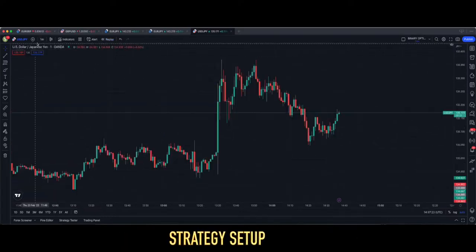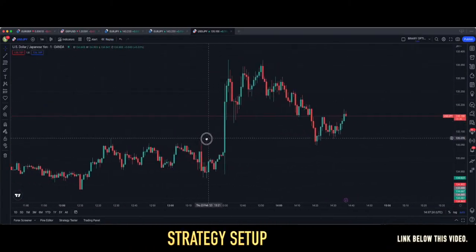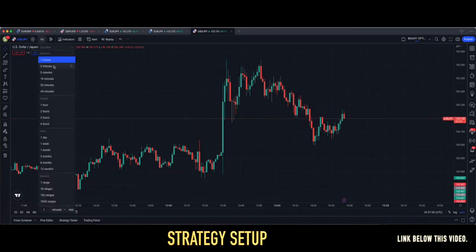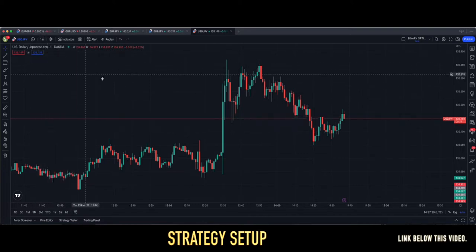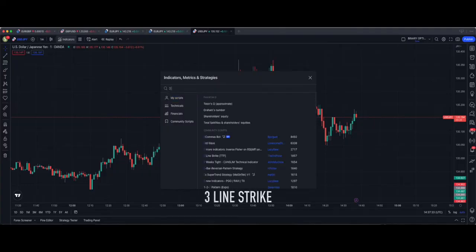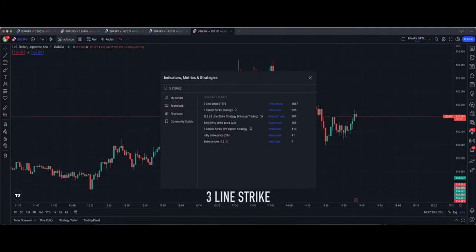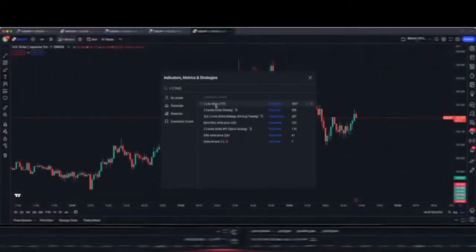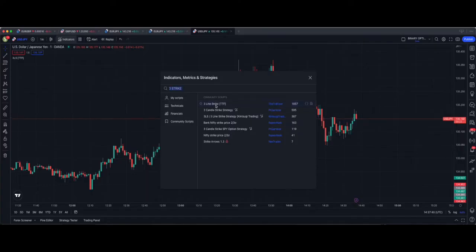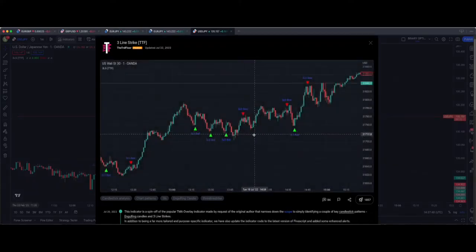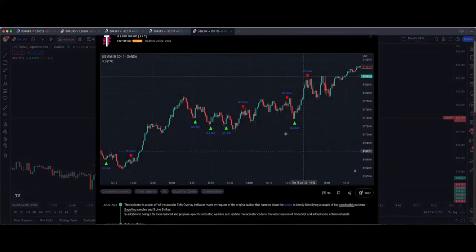To get these indicators, go to tradingview.com, open any currency chart, set the chart to the 1-minute time frame, click on indicators and search for 3-line strike by the TRD floor. This guy. Click on it to attach it to the chart. This indicator is a spin-off of the popular TMA overlay indicator. It narrows the scope down to simply identifying a couple of key candlestick patterns, engulfing candles and 3-line strikes. It shows the average price of an asset over a specified number of data points.